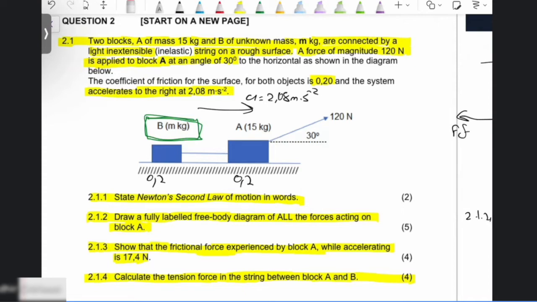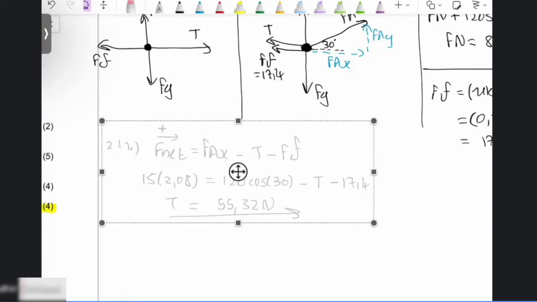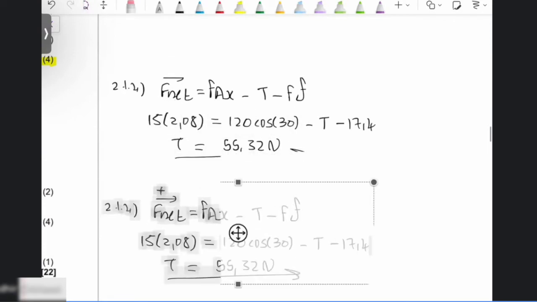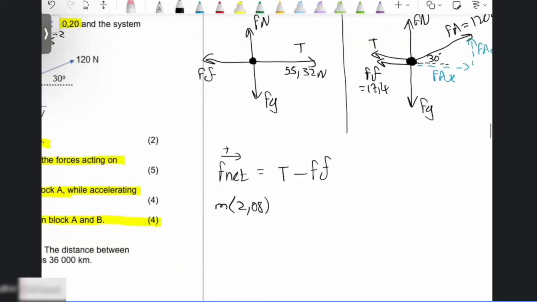Okay, guys, what I'm hoping we are going to do is the following. Let me start this off and show you what I would hope for us to do. So this is 55.32. Now, what we're going to say is F net in that direction, positive, is equal to our tension minus our friction. This is going to be M times an acceleration of 2.08, if I'm not mistaken. Yeah, 2.08.